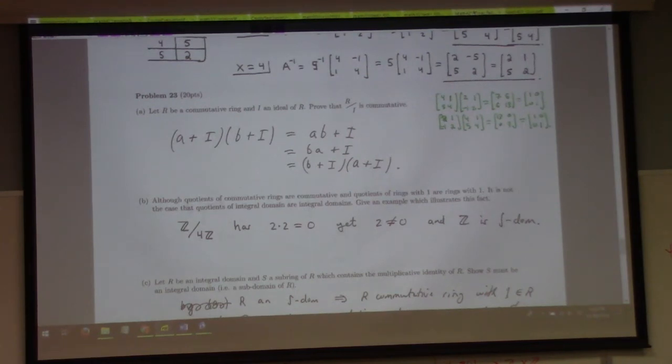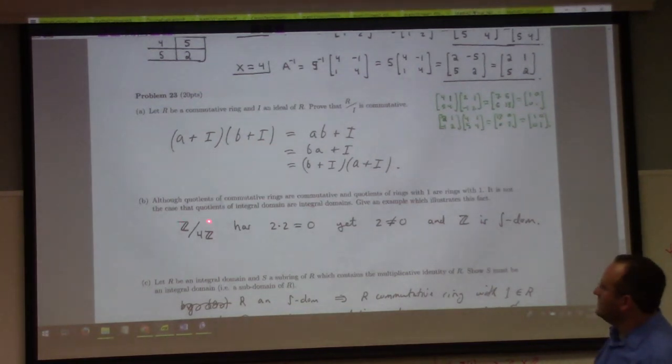Although quotients of commutative rings are commutative, it's not the case that quotients of an integral domain are integral domains. Give an example which illustrates this fact. So what do I got? There are many answers here, right? But Z is an integral domain. Obviously, mod 4Z gives me a quotient ring which has zero divisors, like 2.